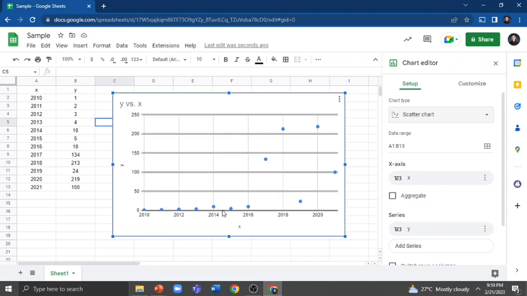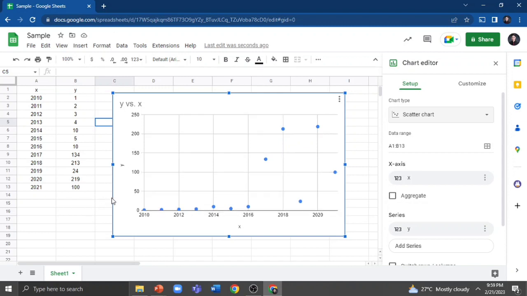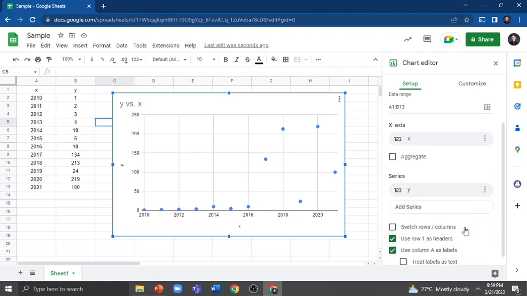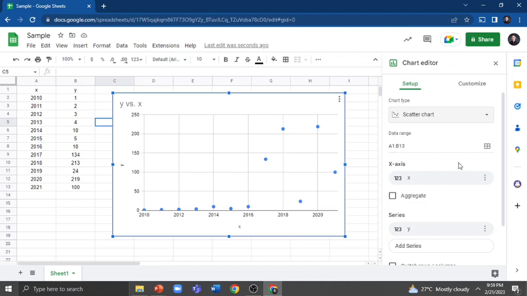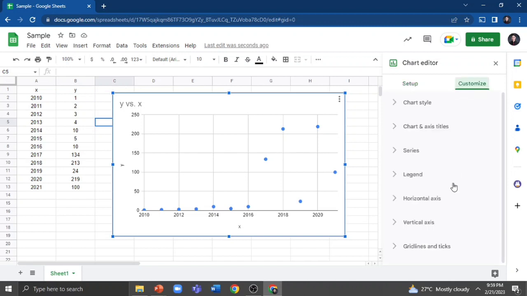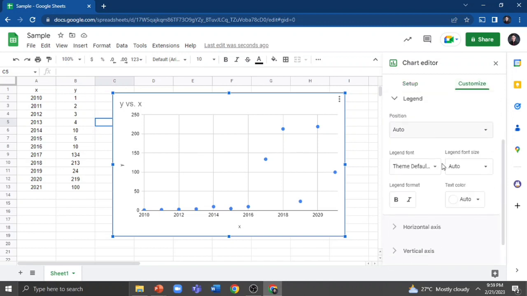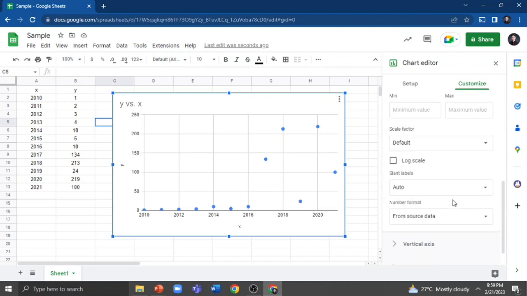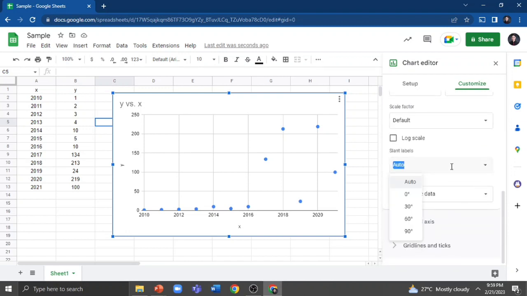It's in line with the number of cases on the y variable or the y-axis, and on the x-axis it is in line with the year that we have gathered that data. So now what you have to do next is to add what we call a trend line. If I'm not mistaken, you have to go to customize, and then I just have to make sure where it is.